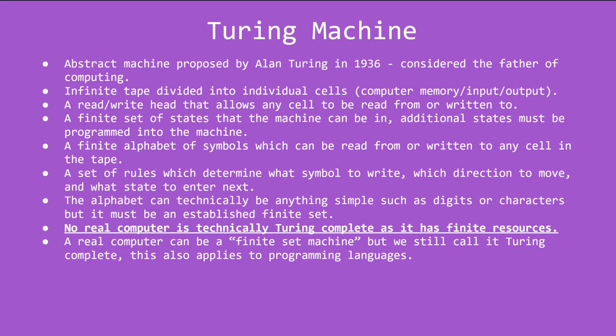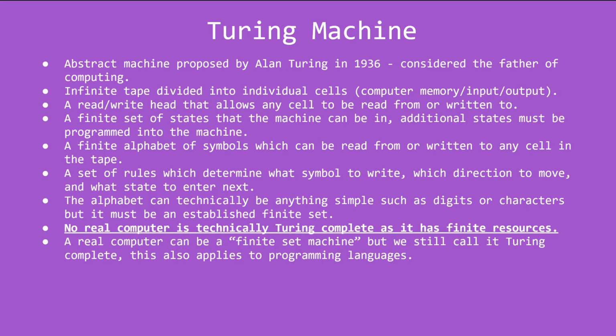The alphabet can technically be any set of symbols and can be something incredibly simple. I think you could do 0 and 1, A and B, whatever. It could be any digits, characters, but it must be an established finite set. The machine can't simply create new ones on the fly.